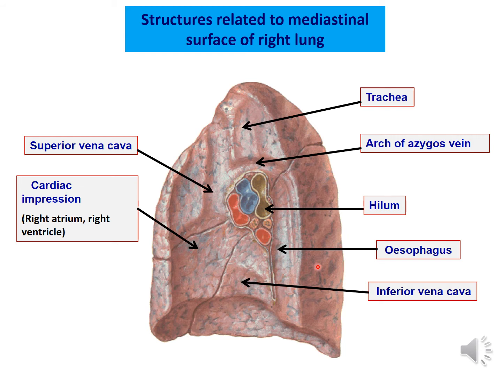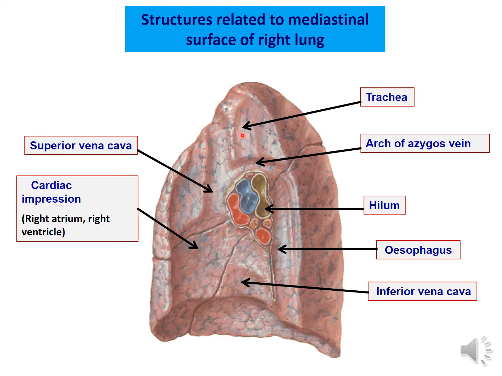Structures related to the mediastinal surface of the right lung. As I mentioned in the previous slide, the mediastinal surface is related to various mediastinal structures which produce impressions on the surface. So we talk about each impression. First, there is a big impression here, you can see in the posterior part of the mediastinal surface. This impression is the hilum. So within the hilum you can see the structures of the root of the lung. What are the structures of the root of the lung? We'll see in the next slide.